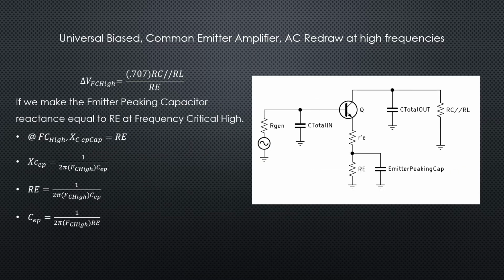So if we want the denominator to essentially degrade or decline at the same rate as the numerator in our voltage gain formula, we need to find a capacitance that goes in parallel with RE that is resonant at the same frequency, at the same FC high. That's what's happening in the numerator. And so here I've got the formulas to calculate what that capacitance would be.